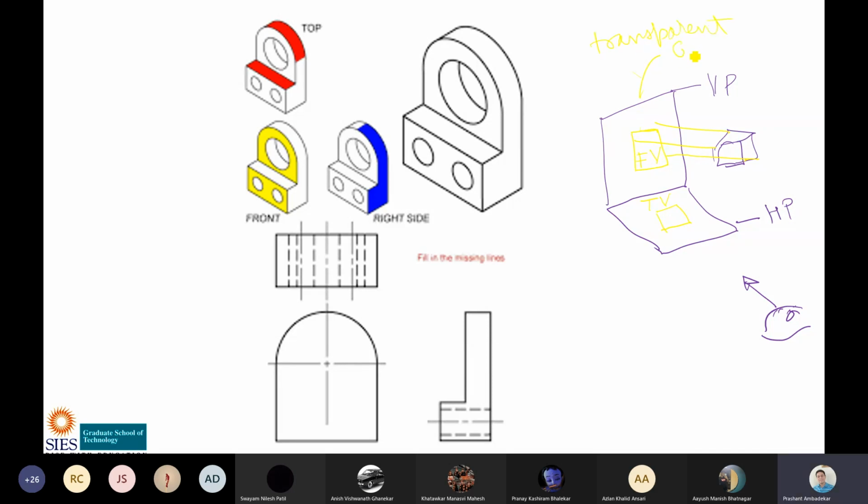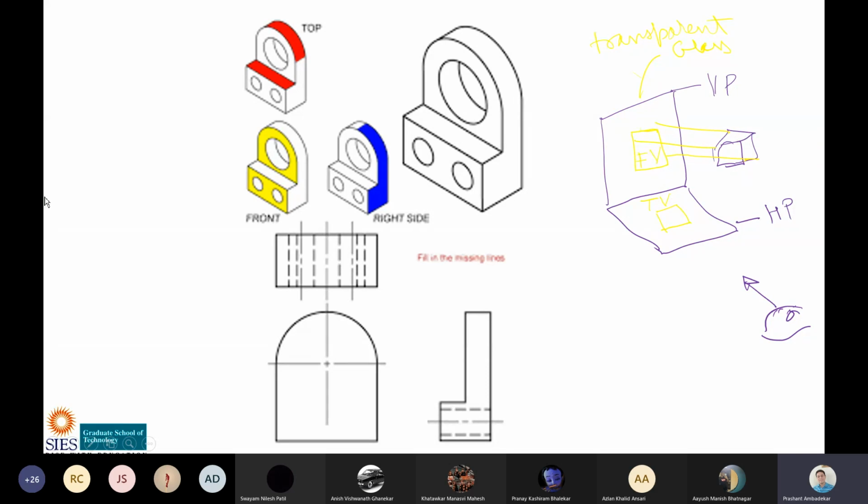It means it is glass or any other transparent material. I am considering glass. So in order to draw on paper, what will I do? Now I have this front view here. I will place the paper on this from behind or somewhere, and then trace this view on the paper.